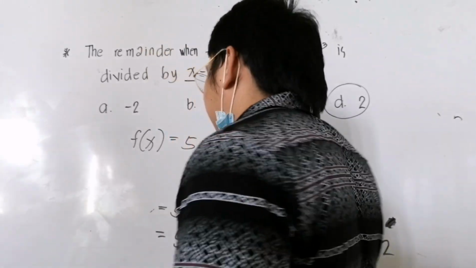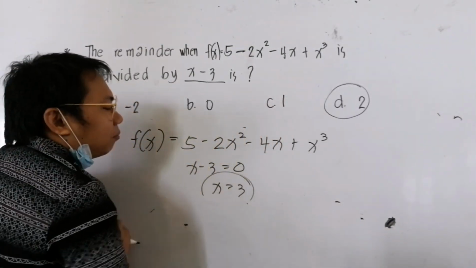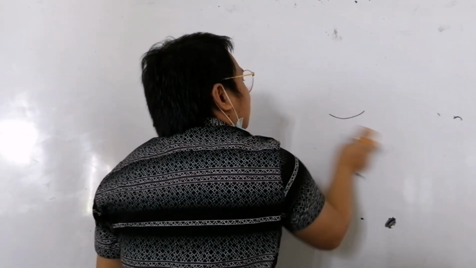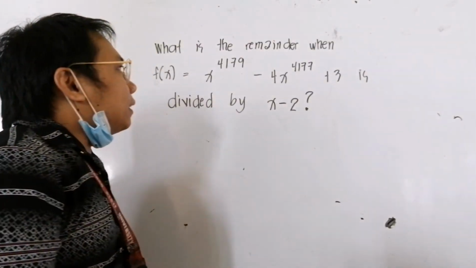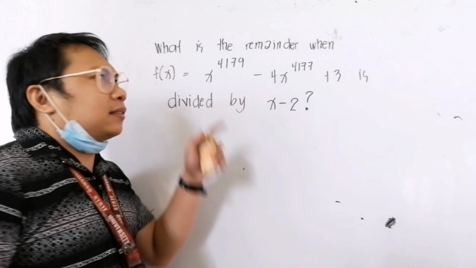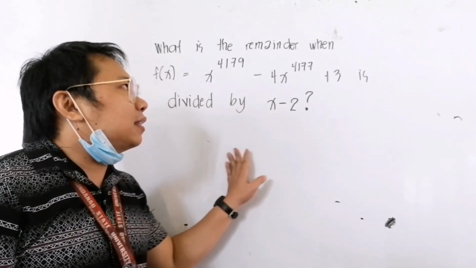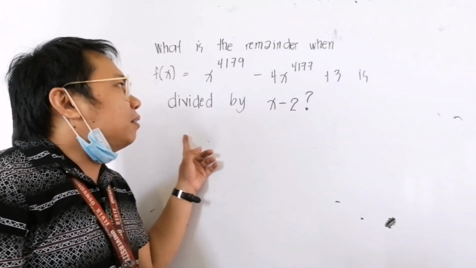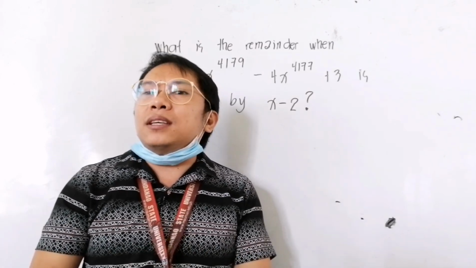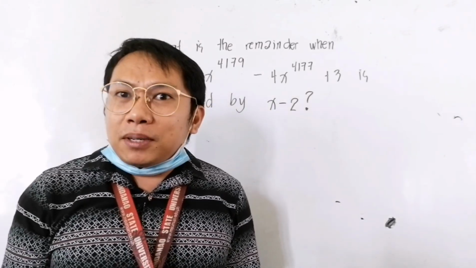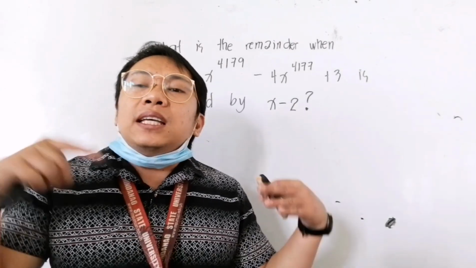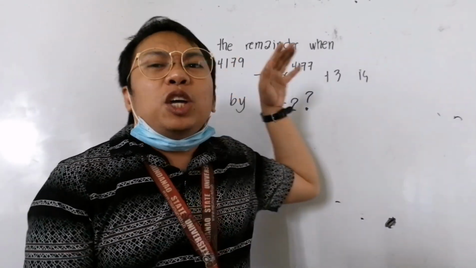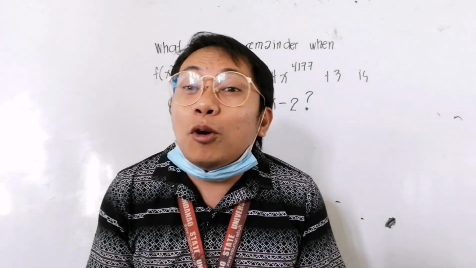But there are instances that synthetic division cannot be used in finding the remainder of the given polynomial function, just like this example. What is the remainder when f of x is equal to x to the power of 4,179 minus 4x to the power of 4,177 plus 3 divided by x minus 2? Again, using the synthetic division, the numbers are too big. You will write this polynomial function in standard form, and you will have to complete the exponents, which would drive you crazy.